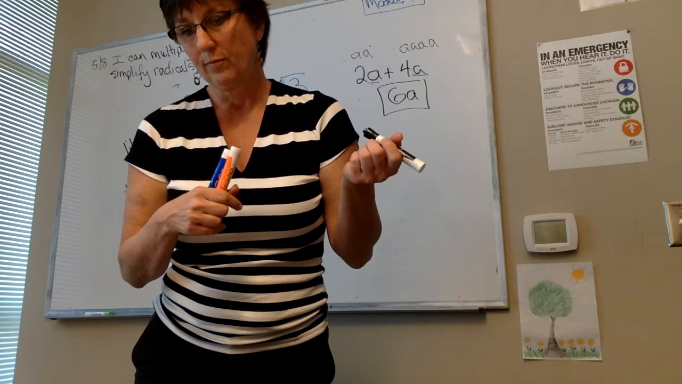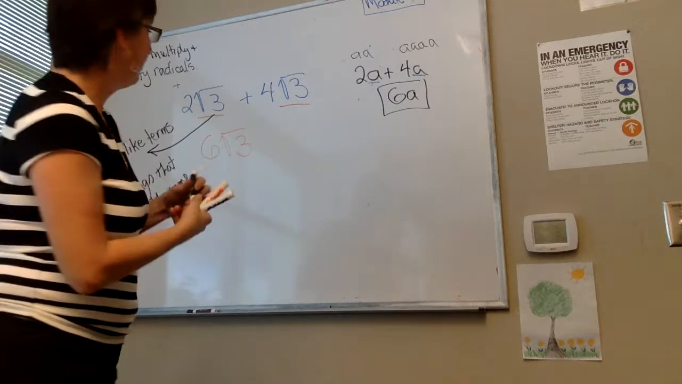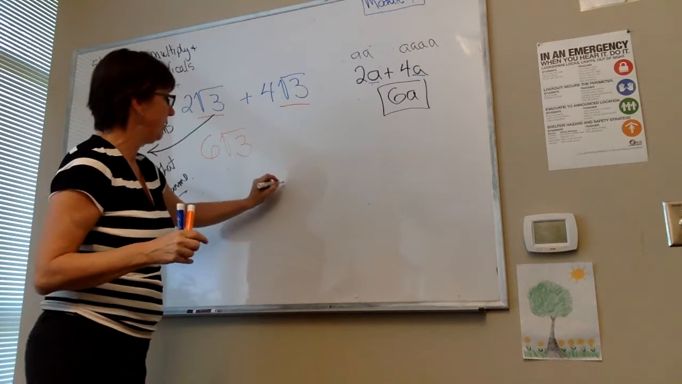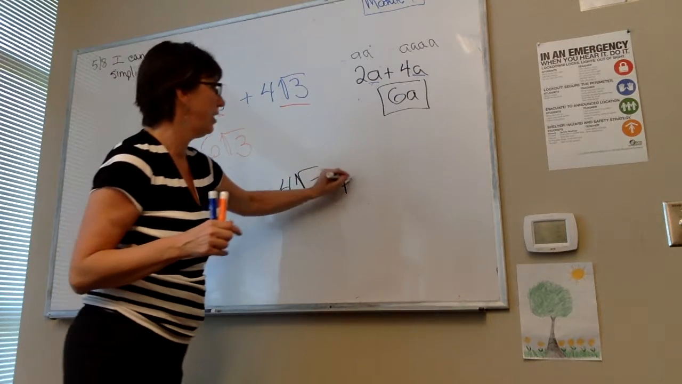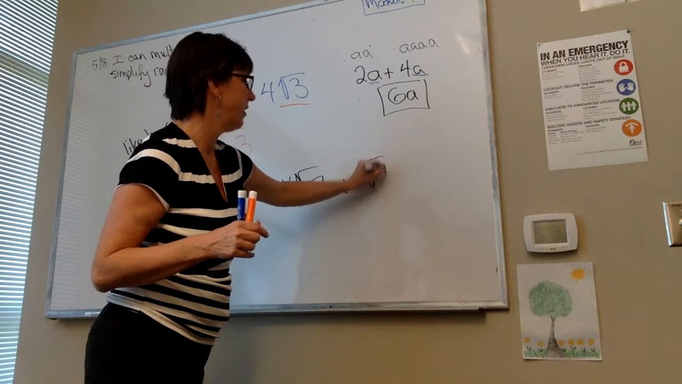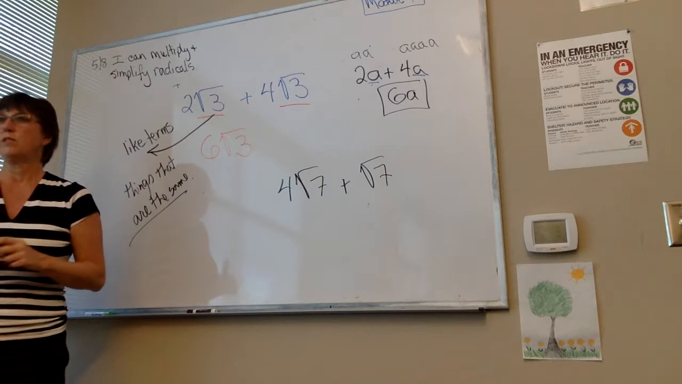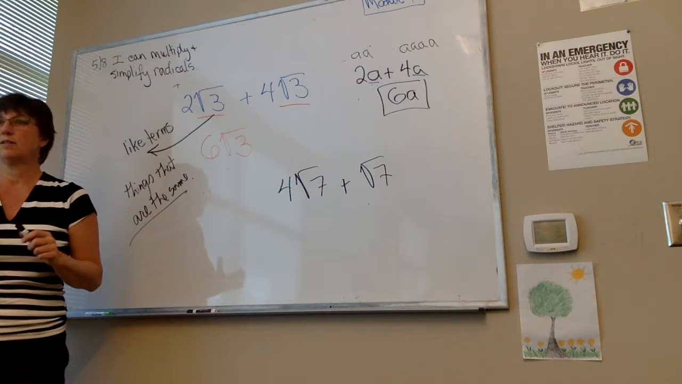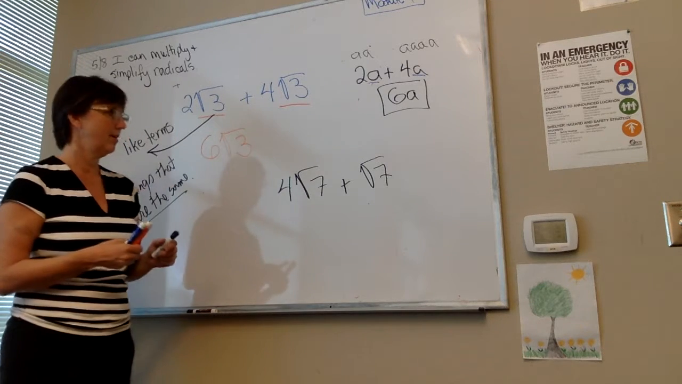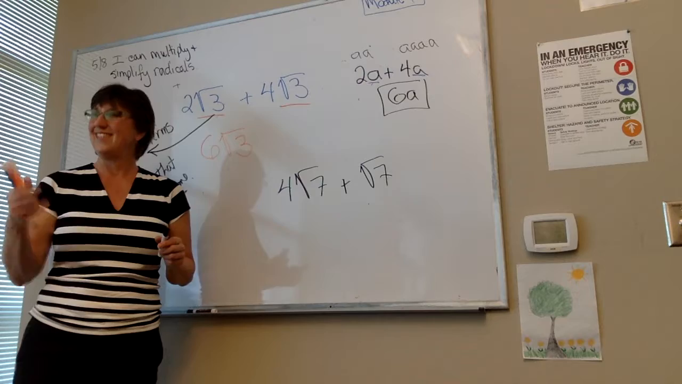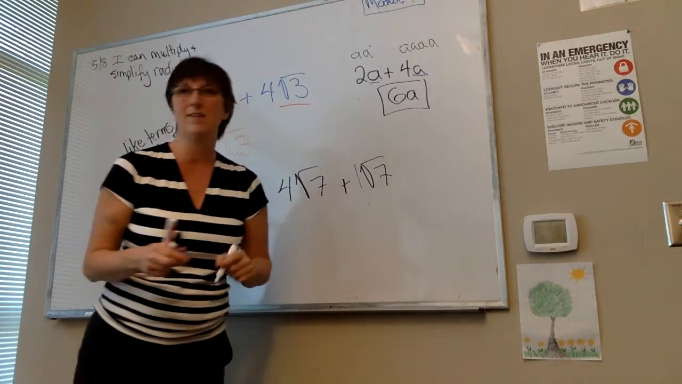What if we have something that looks like this: 4 radical 7 plus radical 7. If you were to simplify that, combining like terms, Eden, wouldn't it be 5 radical 7? Because there's an invisible 1. Yes, nice. There is an invisible 1.